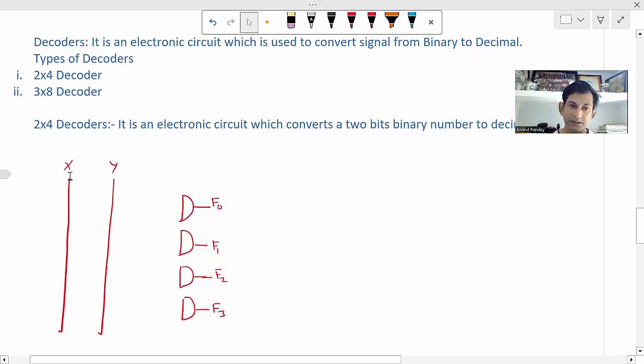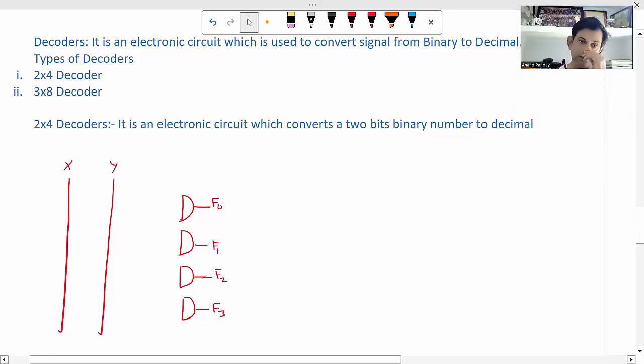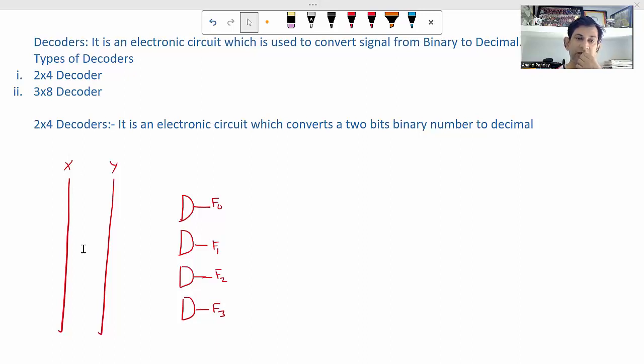For two inputs, we have taken these X and Y, these two lines as input. And these 4 AND gates we have taken for 4 output lines. Okay. 4 is the number of outputs, 2 is the number of inputs here. So X and Y we have taken for inputs, and F0, F1, F2, F3 we have taken for output. 4 AND gates for the 4 output lines. Okay. Now we are going to join them. How to join these input and output lines, that I'm going to tell you.